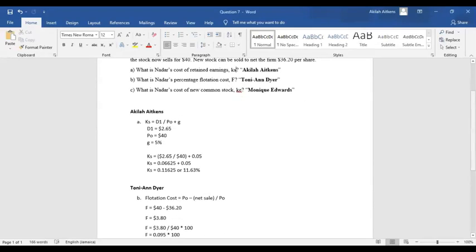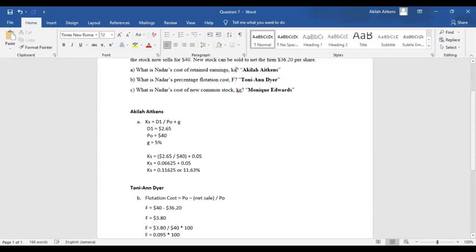Part A asks, what is Nadar's cost of retained earnings, which is KS? The formula for KS is D1 divided by the price, plus the growth rate. D1 is $2.65, the price is $40, and the growth rate is 5%. So I now substitute in the formula.